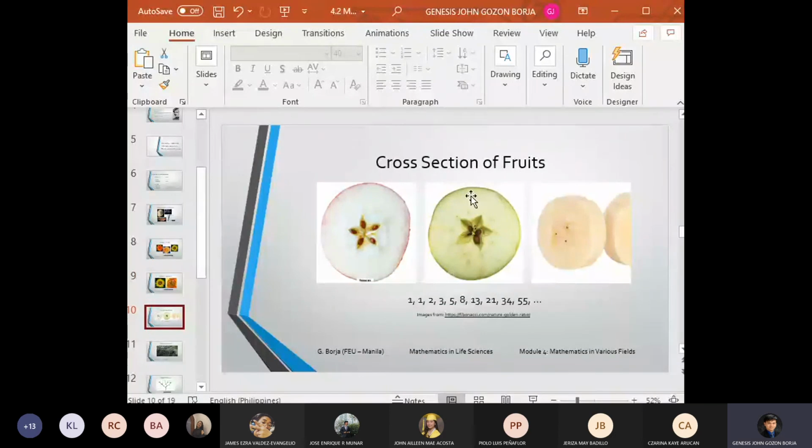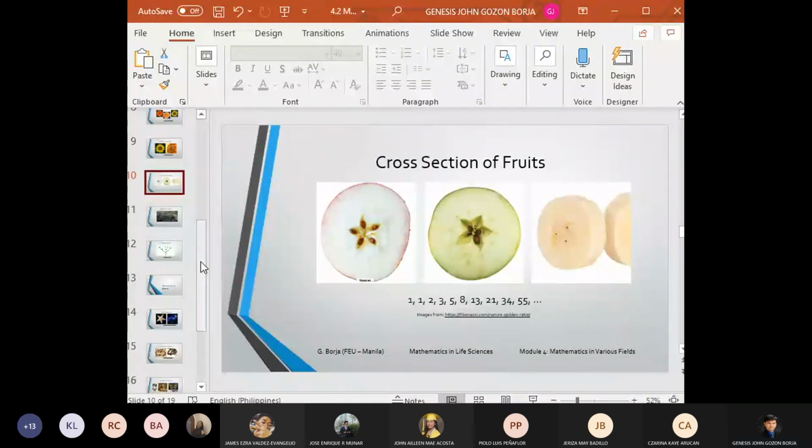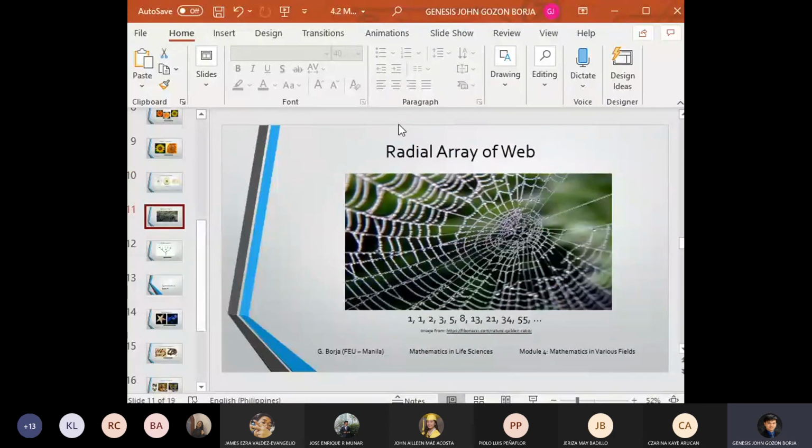Now, sa mga prutas naman, pag hinati natin yung isang mansanas, if we cut an apple, we can observe that it has 5 cross sections. And again, 5 is a term in the Fibonacci sequence. Tapos ito kunyari yung pear or even the bananas. So sa banana naman, sa saging, 3 yung cross sections niya. So if you cut a cross section of a banana, you will see three cross sections. And again, this is a term in the Fibonacci sequence. Okay? Saan pa? Yan, sa radial array of the web.